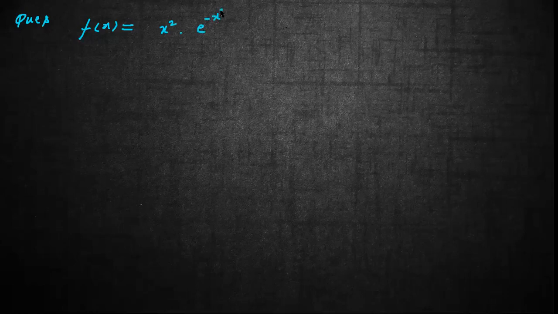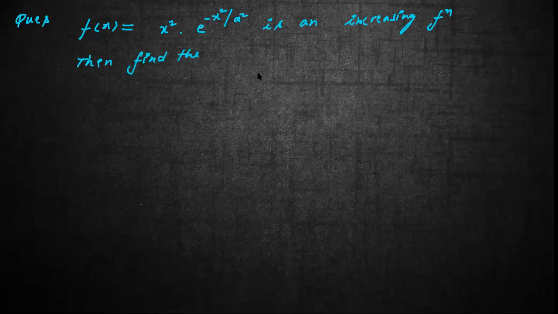Next question: f of x equals x square into e raised to the power minus x square by a square is an increasing function. Then find the range of values of x.